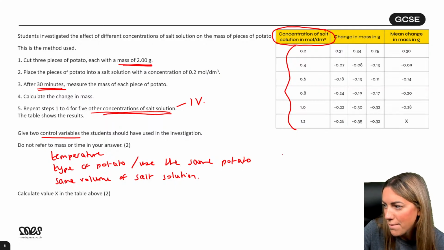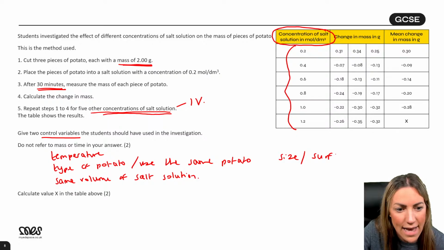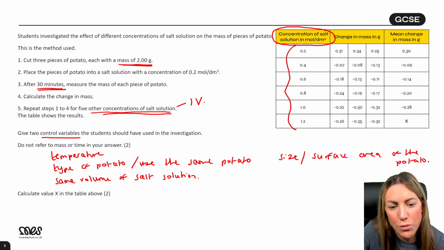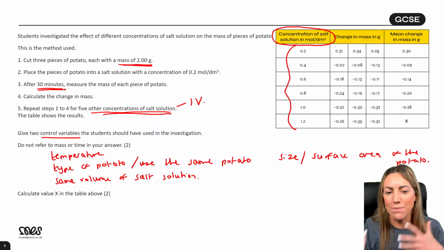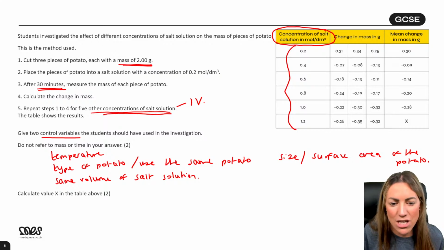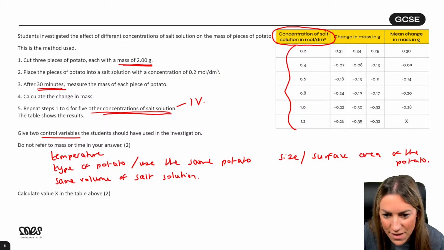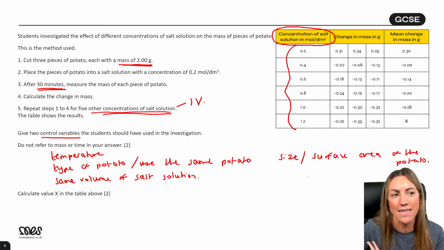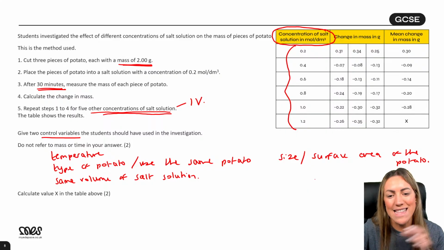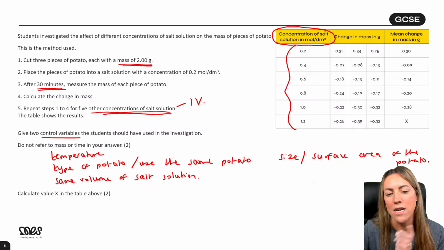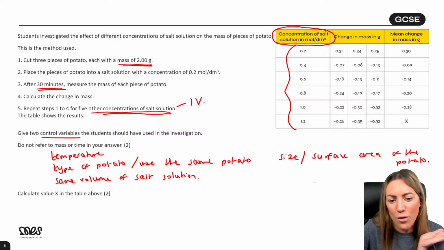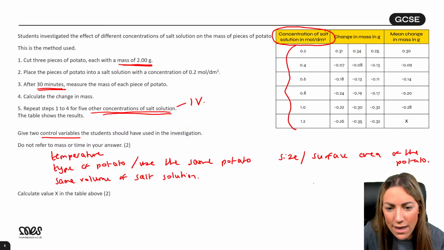The size or the surface area of the potato, because it says that they've controlled the mass, but it hasn't said that actually they've used the same length or the same diameter. So you could say the same dimensions or the same size or the same surface area. Can't have mass, Iron, because it said do not refer to mass or time. So you can't have time either. Evie, make sure you read your questions tomorrow really carefully so you don't repeat answers that they've already given and therefore are not going to get you the marks.